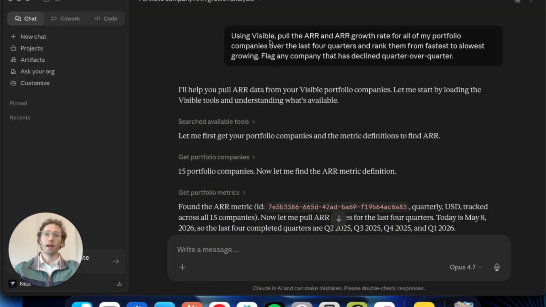The first prompt that I've added here is: pull the ARR and ARR growth rates for all my portfolio companies over the last 4 quarters and rank them from the fastest growing to the slowest growing. Then flag any company that has declined quarter over quarter.